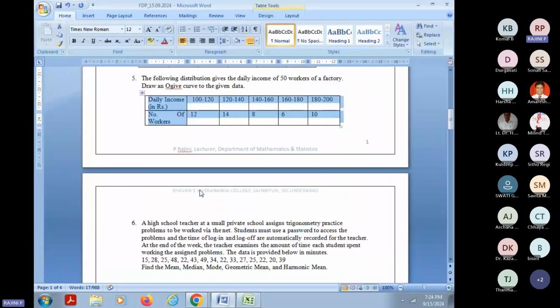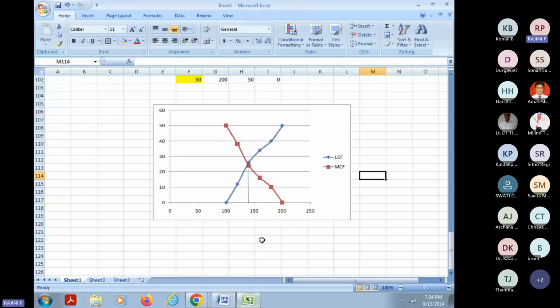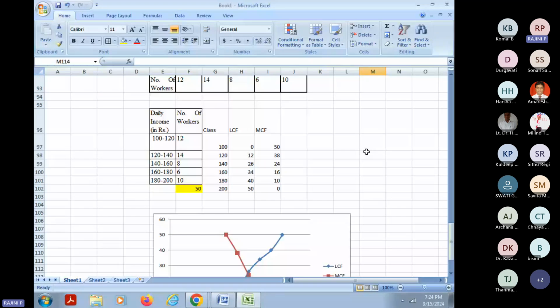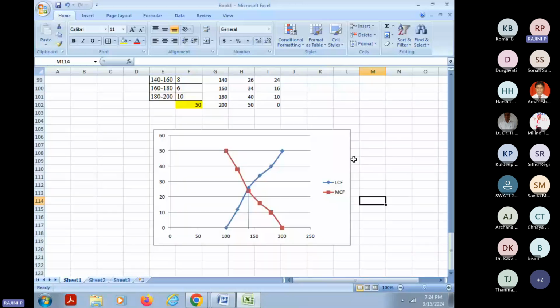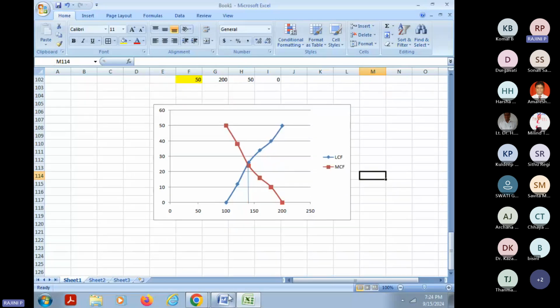See, any doubts in the ogive curve? Is it clear, everyone? Can I get a reply? Is it clear, ogive curve? Yes, ma'am. So please tell me, what is the purpose of the ogive curve? To find out the median value. Yes, to show the visualization of the median, we are going for this ogive curve. Okay. And now go for the next one.